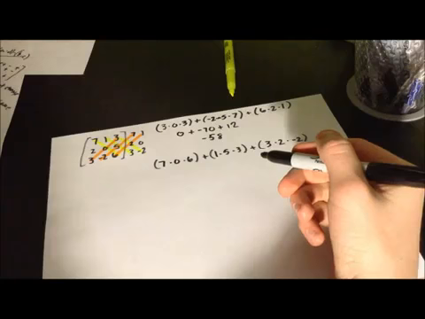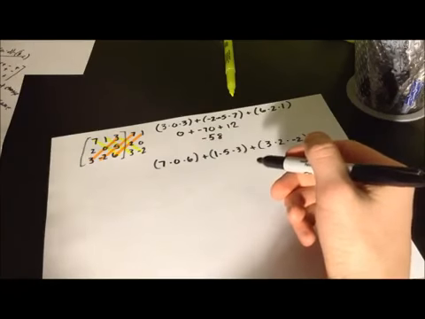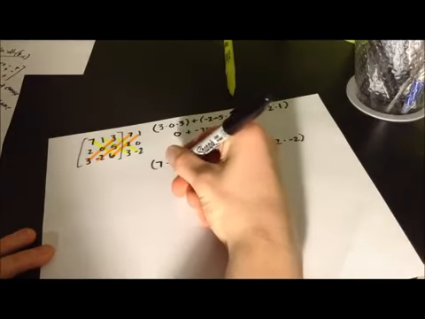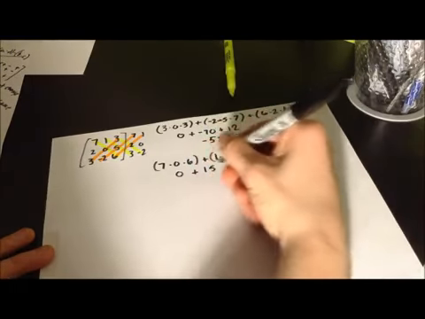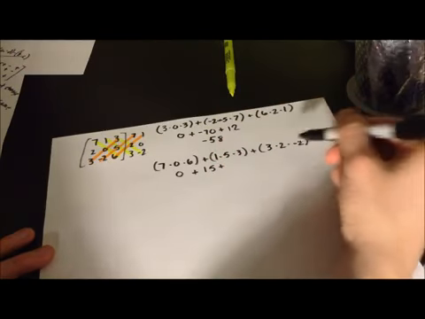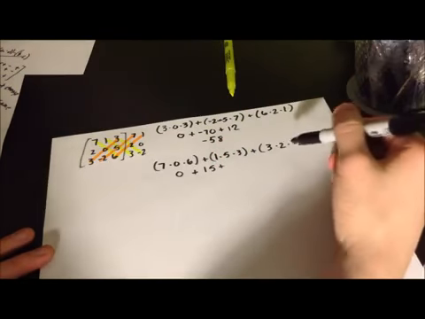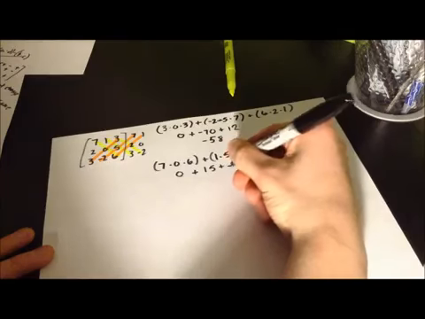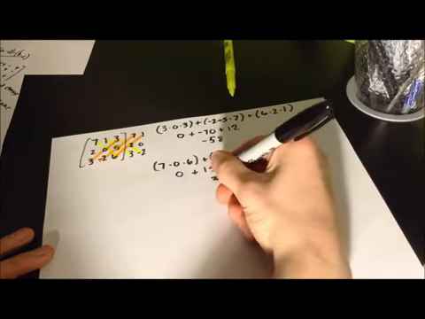Okay, so we got 7 times 0 is 0, times 6 is 0. Plus we got 1 times 5 is going to be 5, times 3 is 15. Then we got 3 times 2 is going to be 6, times -2 is going to be -12. Add that up together, you get 3.